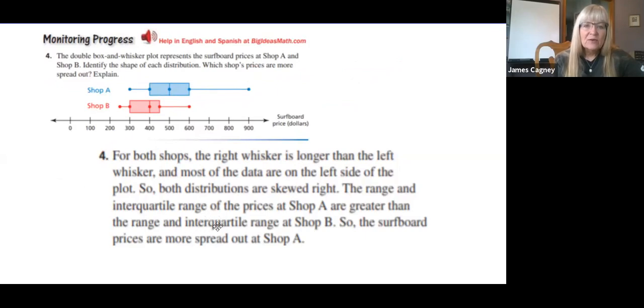The range and IQR of the prices in shop A are greater than the range and IQR in shop B. So the surfboard prices are more spread out in shop A.